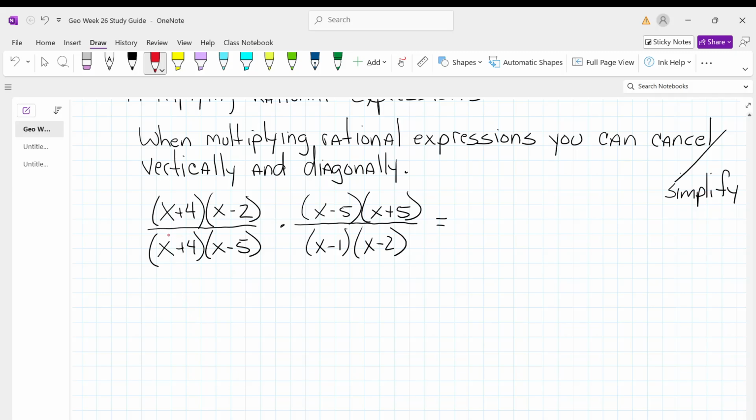All right, what I mean is that you can cancel slash simplify this x plus 4 over the x plus 4. Those two cancel each other out, okay? This x minus 2 in the top left diagonally cancels with this x minus 2. So these two would cancel each other out. The x minus 5 in the bottom left will cancel with the x minus 5 in the top right. So these two cancel each other out. And if this was the format of your problem, you would just be left with x plus 5 over x minus 1.